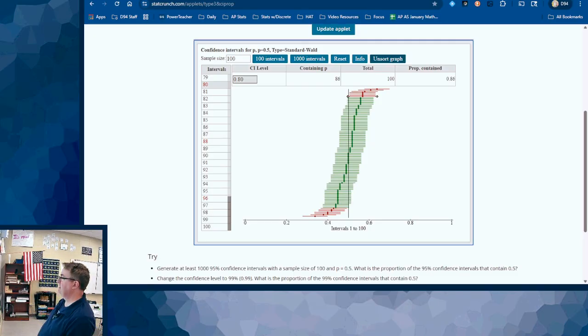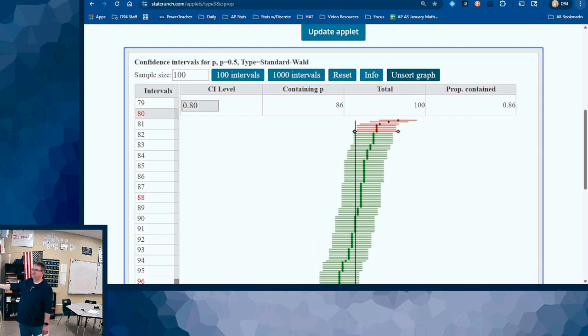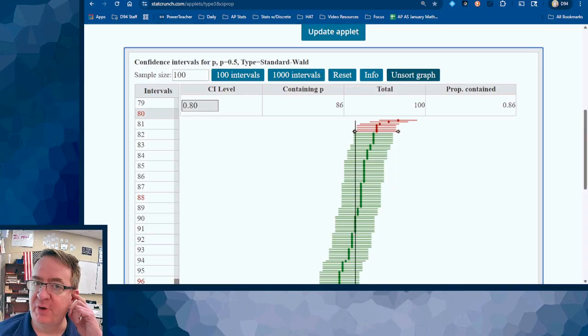Now here's the interesting thing here. If I look, it says containing P, so what proportion, I'm going to zoom in just a touch. So notice here, out of 100 intervals, 86 of them caught the actual proportion correctly.